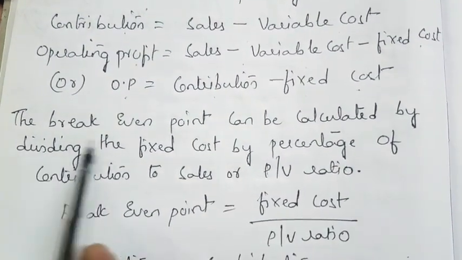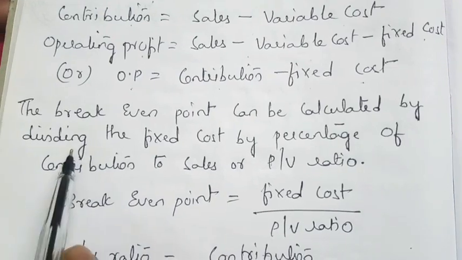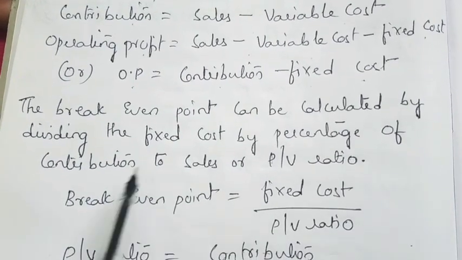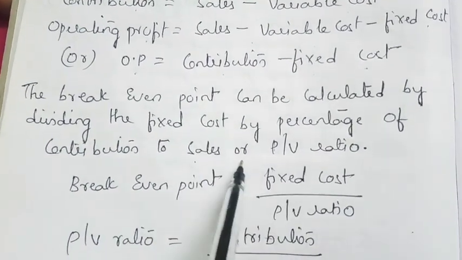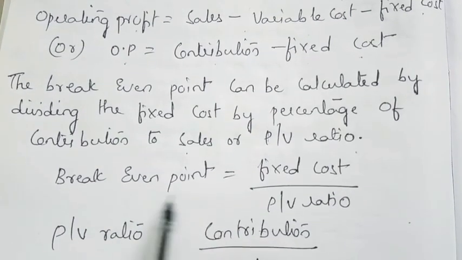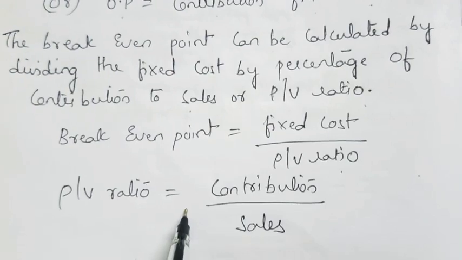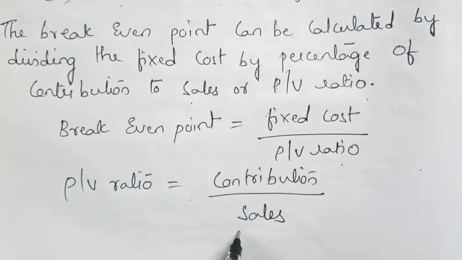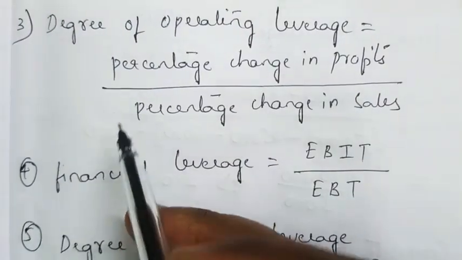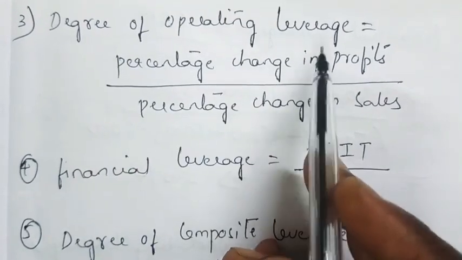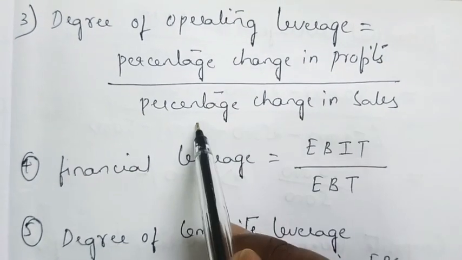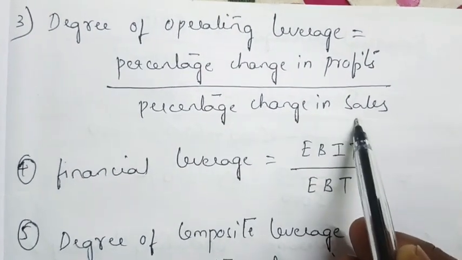Next, coming to the break-even point, it can be calculated by dividing the fixed cost by the percentage of contribution to sales, or PV ratio. So break-even point equal to fixed cost divided by PV ratio. PV ratio equal to contribution divided by the sales. Next, degree of operating leverage: percentage change in profit divided by percentage change in sales.